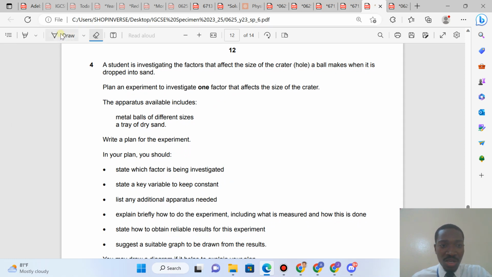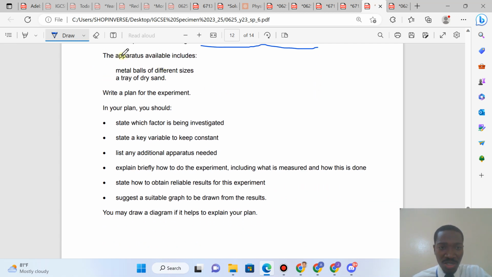All right, the question. A student is investigating the factors that affect the size of the crater, that is the hole a ball makes when it is dropped into the sand. Plan an experiment to investigate one factor that affects the size of the crater. Now, let's go to this. These are the apparatus available to you. Now, you have to write a plan for the experiment.